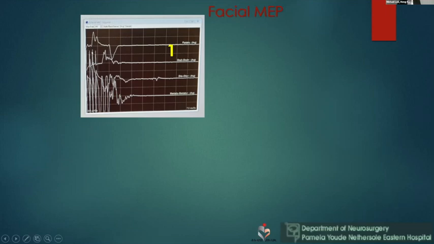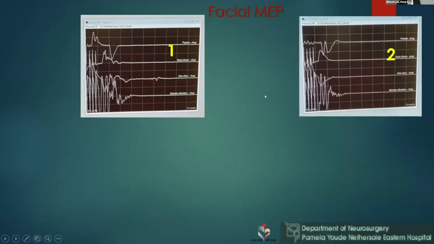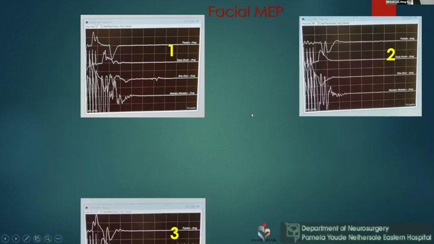Here you can see the stimulation artifact 1, 2, 3, 4. And you have other noise here. So this is not good. Probably the stimulation is too strong. So we try to tune it down, improve a little bit, but still lots of noise here. So we tune it down again.